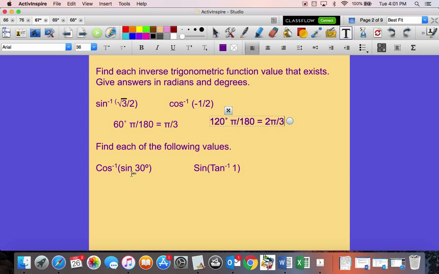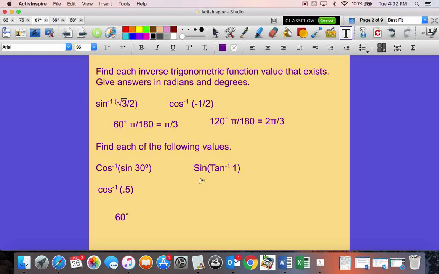Alright, down here, find each of the following values. We have cosine inverse of sine of 30. What we could do is type in sine of 30, and we would get 1/2 for that. So how this would look is we'd have cosine inverse of 0.5. So that's what it would look like. And then if we did cosine inverse of 0.5, just by typing that in, we would end up with 60 degrees.